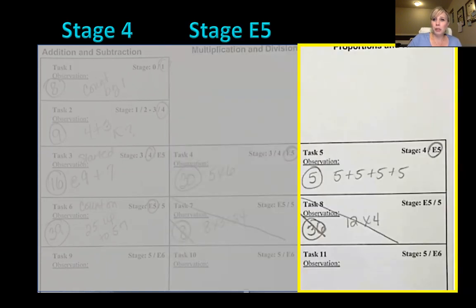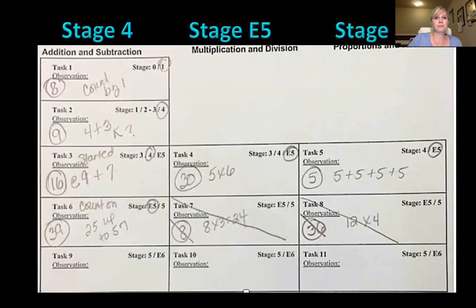For ratios and proportions, again, we're going to disregard task 8. It was a cannot solve. So let's take a look at task 5. The repeated addition that's recorded here falls right under the early 5 stage for this domain. So we're going to label this one an E5.